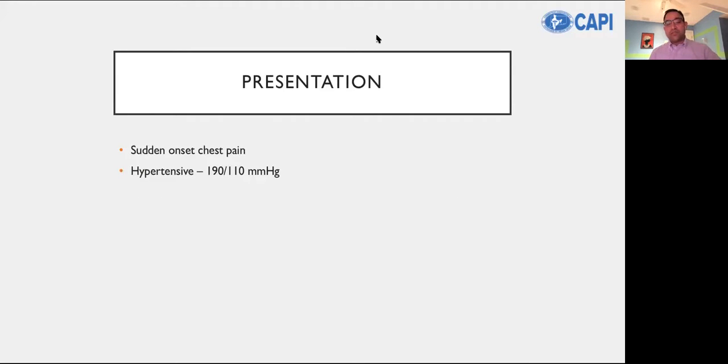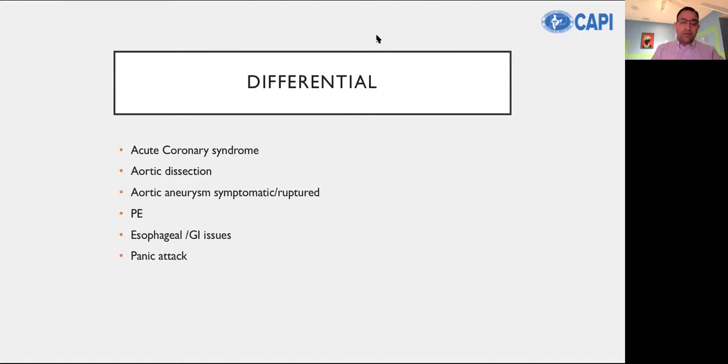He experiences sudden onset of severe chest pain. And let's just say he's at home and somebody measures his blood pressure. Blood pressure is 190 by 110. Or let's just say he's in our office in the outpatient setting. Some of the diagnoses that come to our mind are acute MI, acute aortic dissection, or aortic aneurysm, which is symptomatic or ruptured.